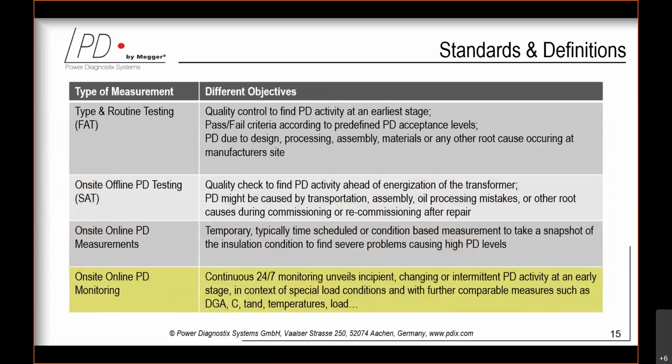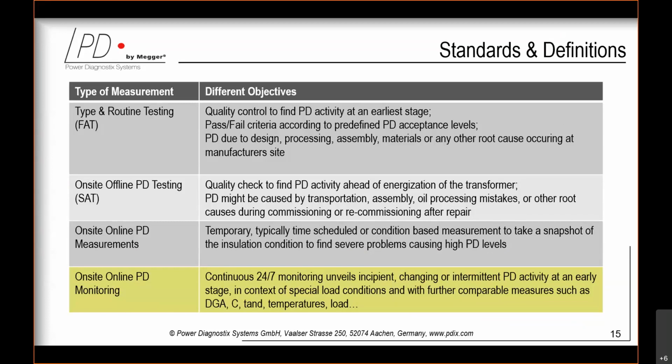So what are the reasons or objectives for these tests? For type and routine testing, which is the FAT, factory acceptance test, you want to have a quality control to find PD activity at the earliest stage, like after the transformer has been built. This is a pass or fail criterion according to the predefined PD acceptance levels, which are defined in the standards. Partial discharges at this point will be caused by the design, processing, assembly of the materials, or any other root cause occurring at the manufacturer site.